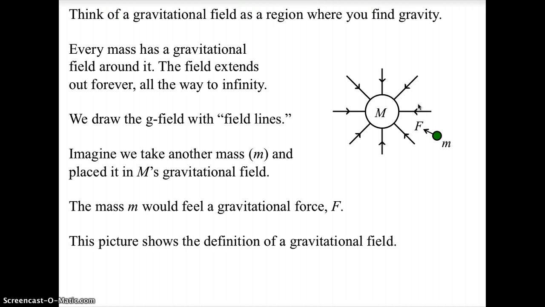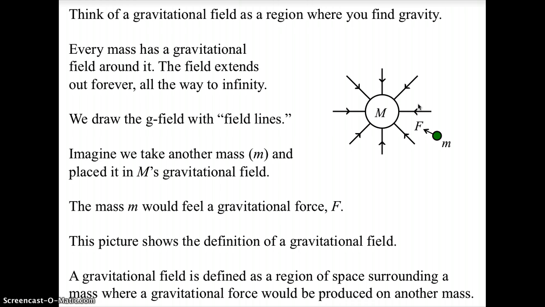Now this picture actually shows us the very definition of a gravitational field, the formal definition that we must know. A gravitational field is defined as a region of space surrounding a mass where a gravitational force would be produced on another mass. So it's defined as a region of space, which is where the field lines are, surrounding a mass, big M, where a gravitational force, F, would be produced on another mass, little m.